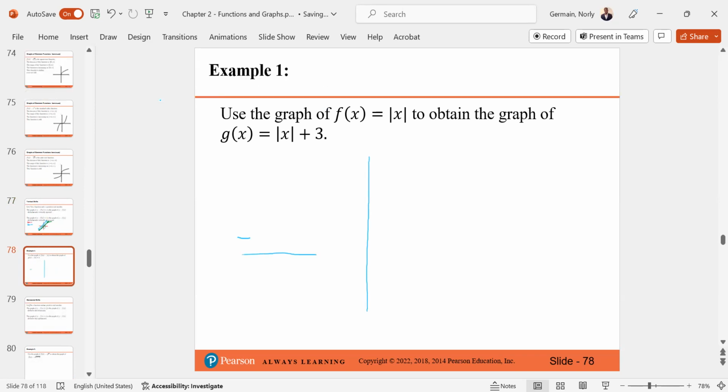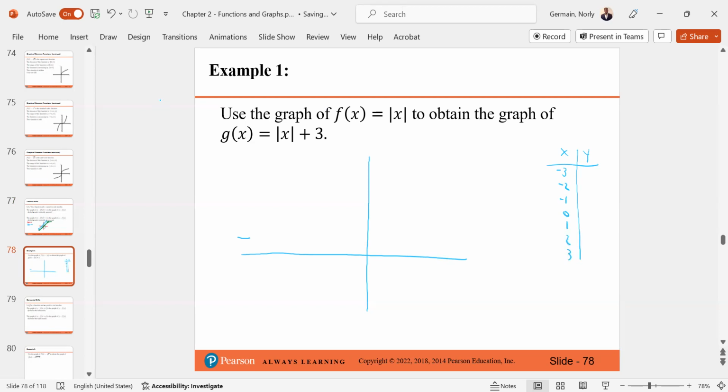Okay, we're gonna do that like this. Now let's suppose you can construct a small table with x and y values. If x is -3, -2, -1, 0, 1, 2, and 3.